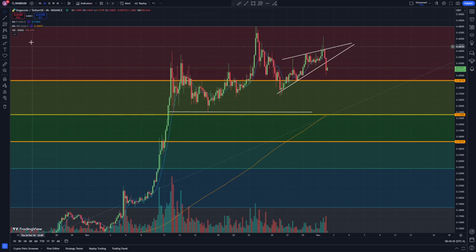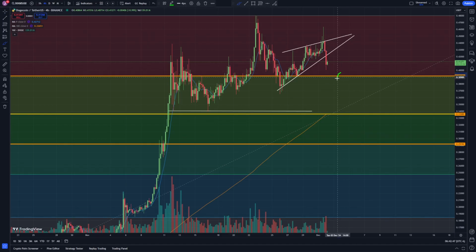Let's take a look at what's going on with Dogecoin today, guys. All right, so here's what I'm looking at. The next levels I'm looking at going to the downside are these orange lines.